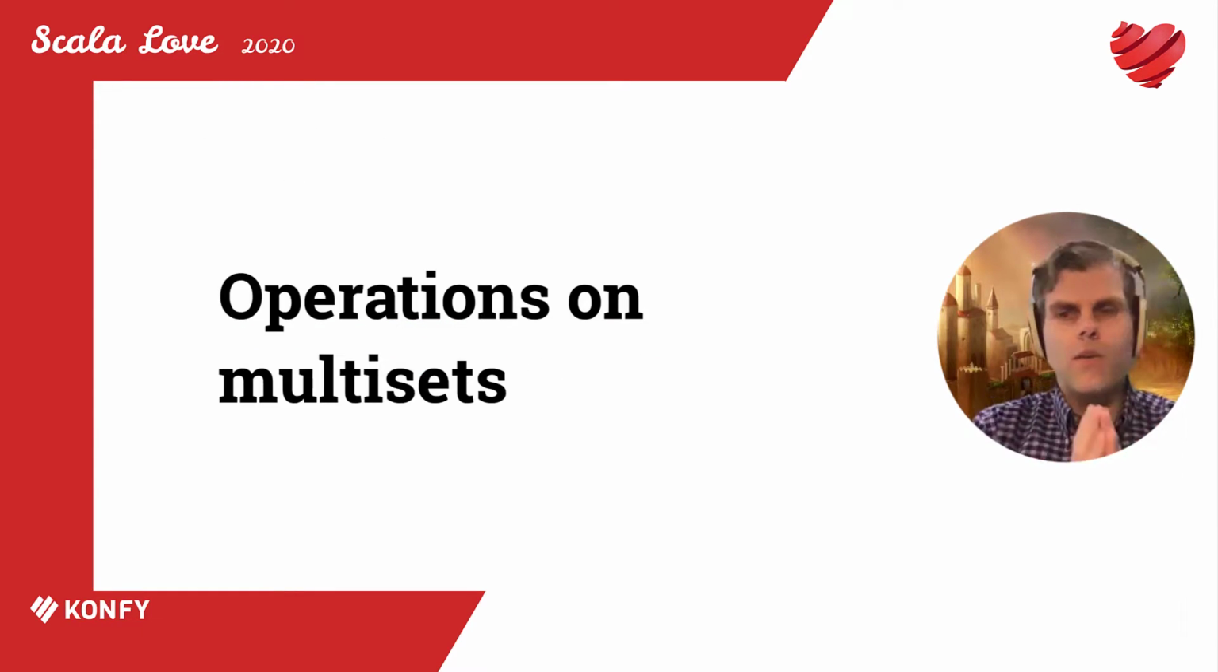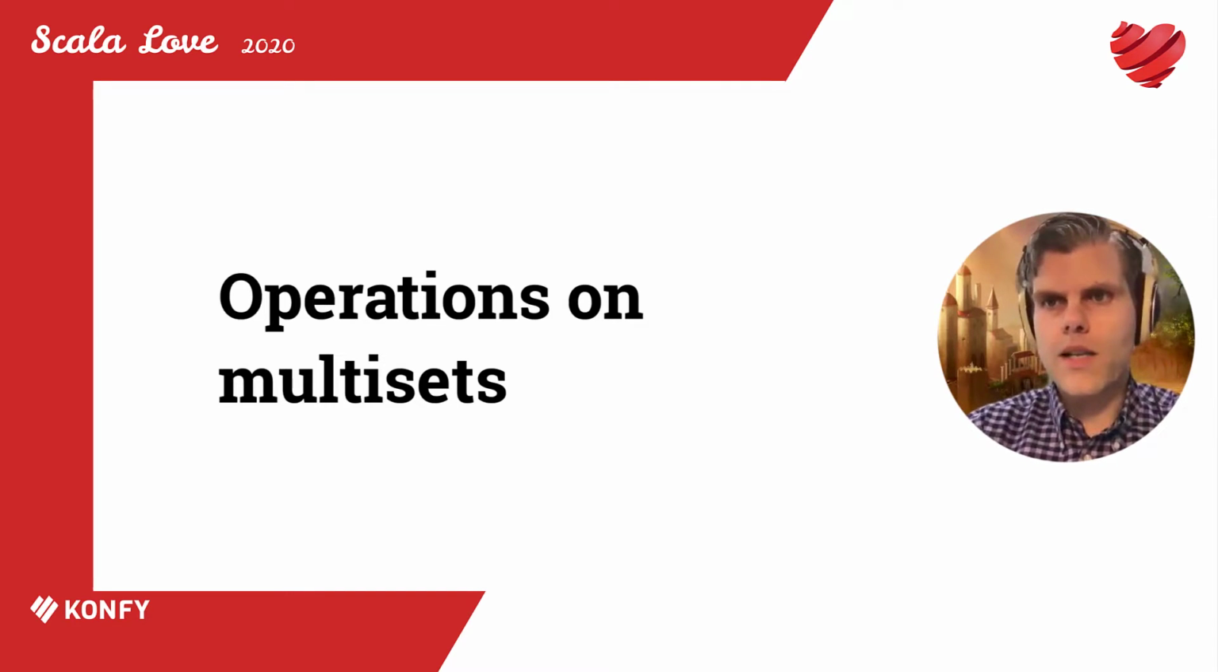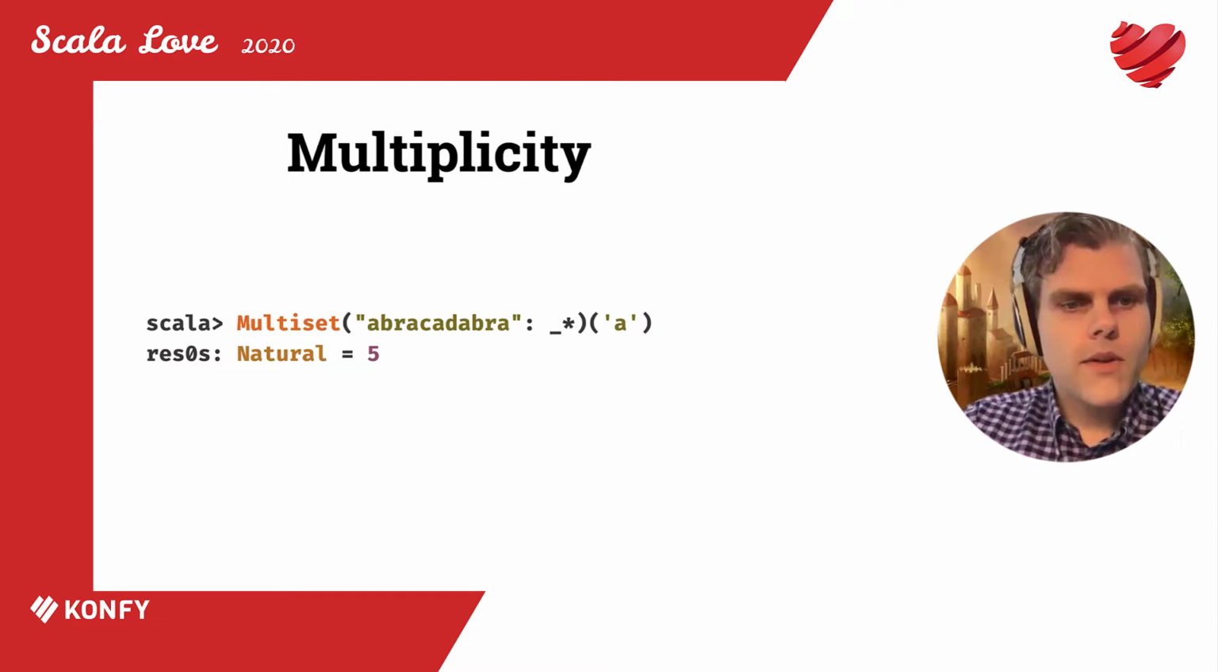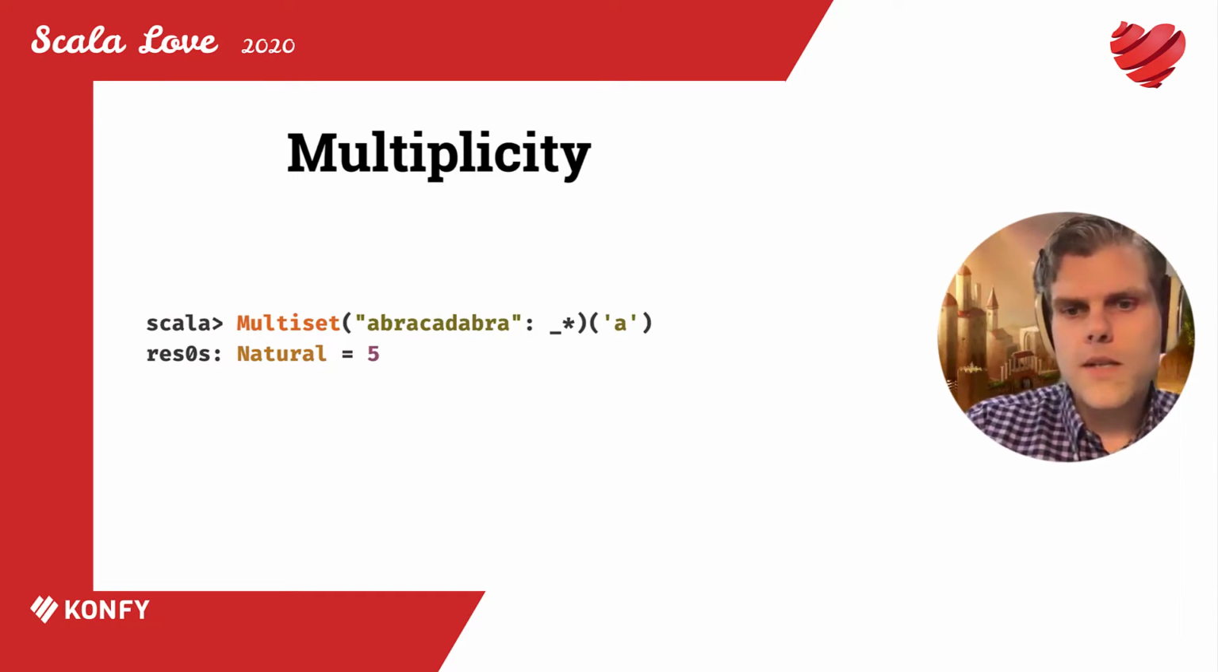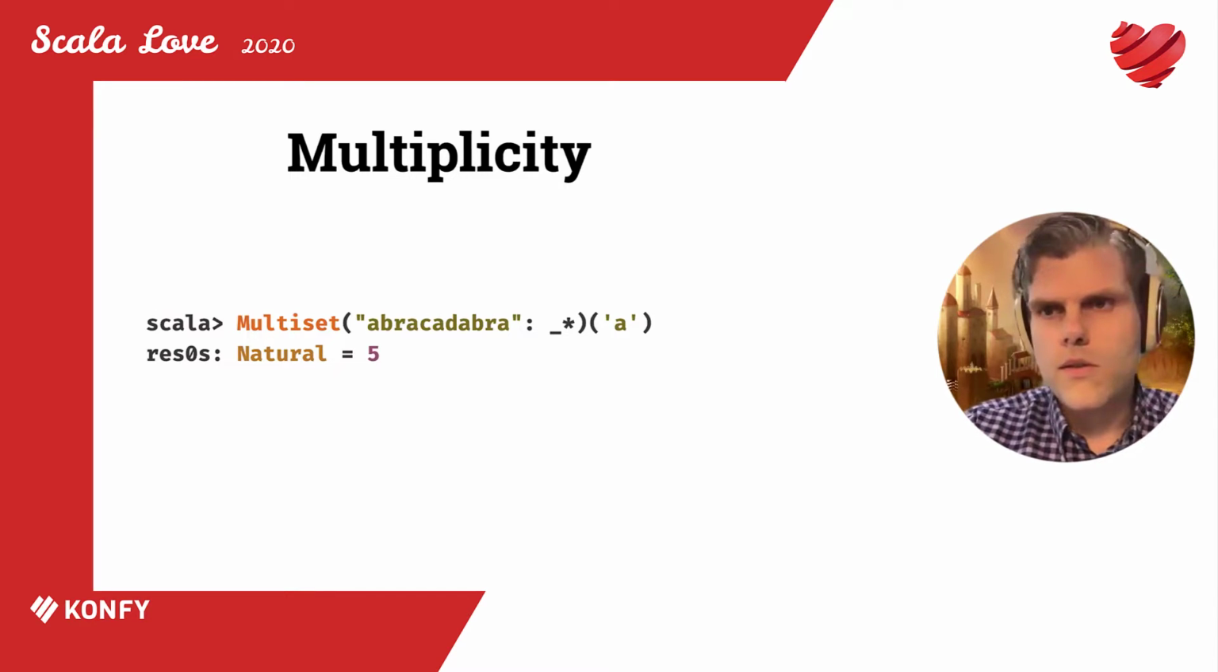So anyway, what can we do with a multiset? This library supports a number of operations on multisets. We can ask for the multiplicity of an element in the multiset. So this is how many times the element occurs in the collection. This is also called the occurrence of the element. For instance, there are 5 A's in the multiset constructed from the string abracadabra.